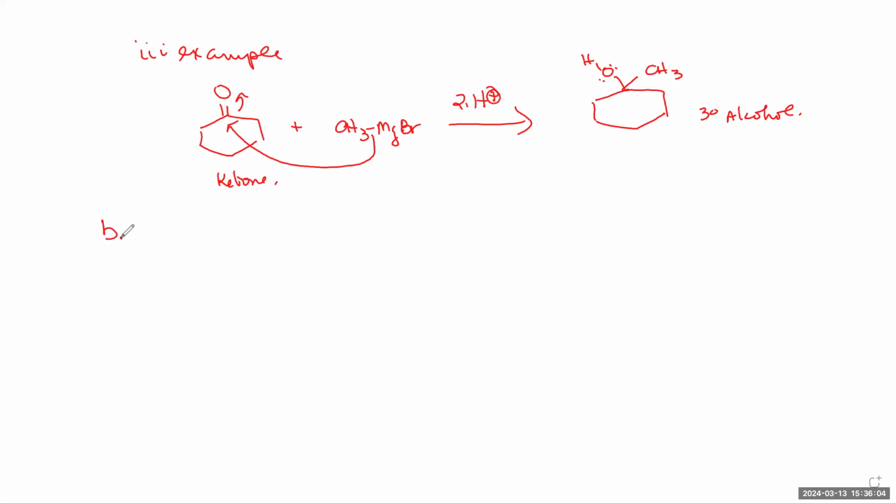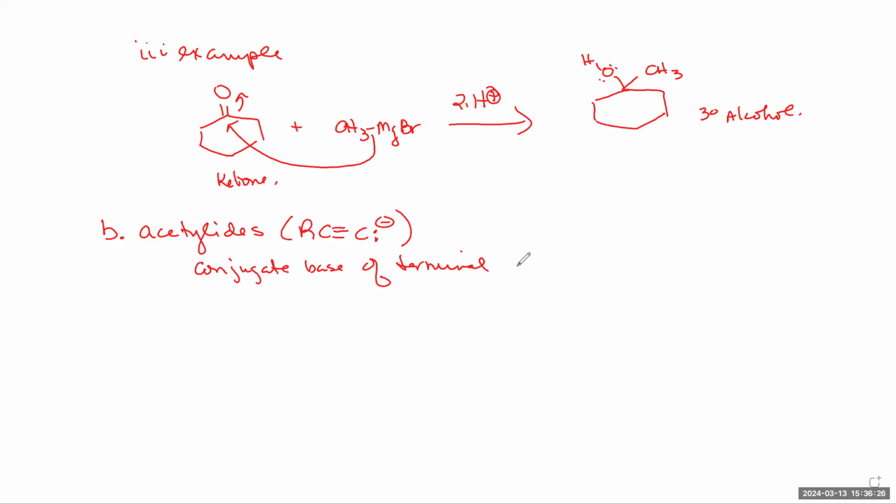The second type of thing you could add are acetylides. Now, you might not remember what is an acetylide. It's been a while. An acetylide is the conjugate base of a terminal alkyne. Remember, terminal alkynes are somewhat acidic. You need to use a strong base, but you can get it to react.